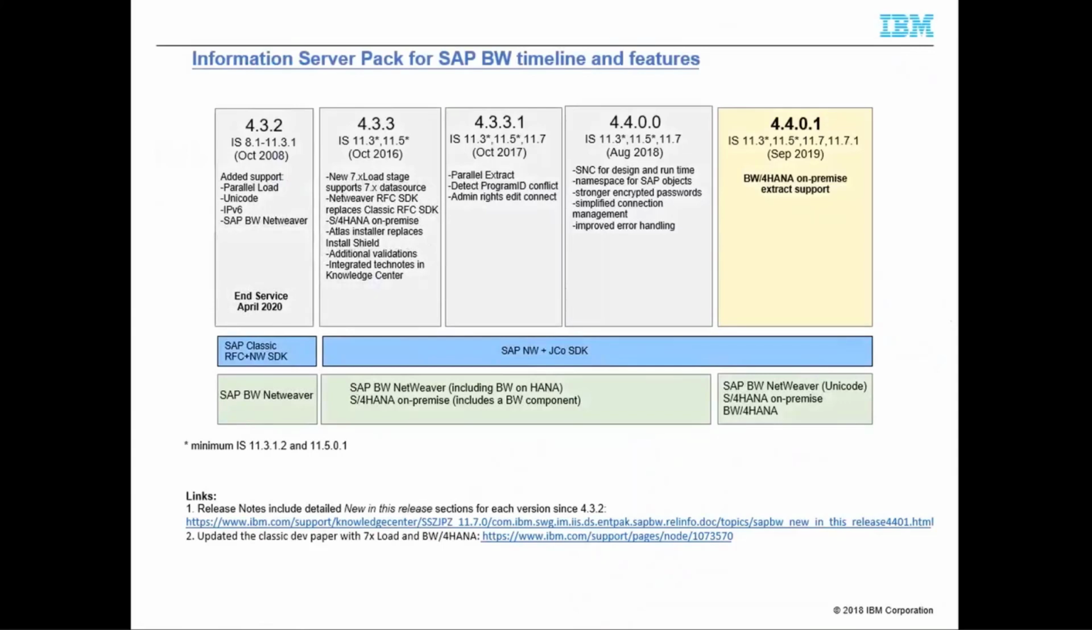Here we're traditionally showing the timeline for the pack. All the active versions starting from 432, which will be end of service next year, by the way. So if you have customers that still use that, they should consider upgrading. And of course, we recommend going to the newest release 4401, especially since it supports all the Information Server versions still in service.